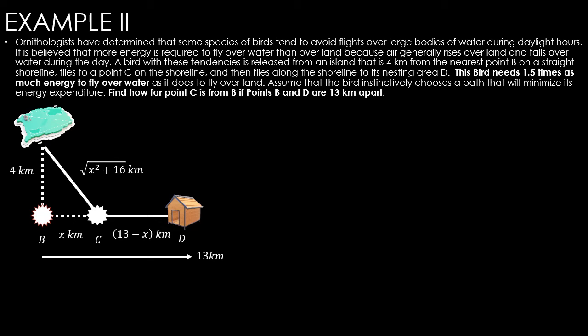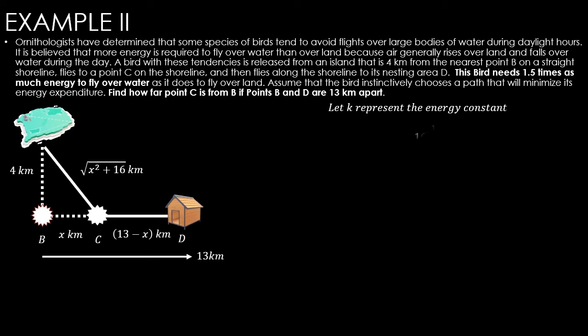represent the bird's path. So the bird needs 1.5 times as much energy to fly over water as is established by the problem. So let's say that whatever energy the bird needs to fly over land is k. Okay, so it would need 1.5 k to fly over water. So we need to figure out the most optimal path for the bird, in terms of the bird wanting to get to its destination without exerting a lot of energy.